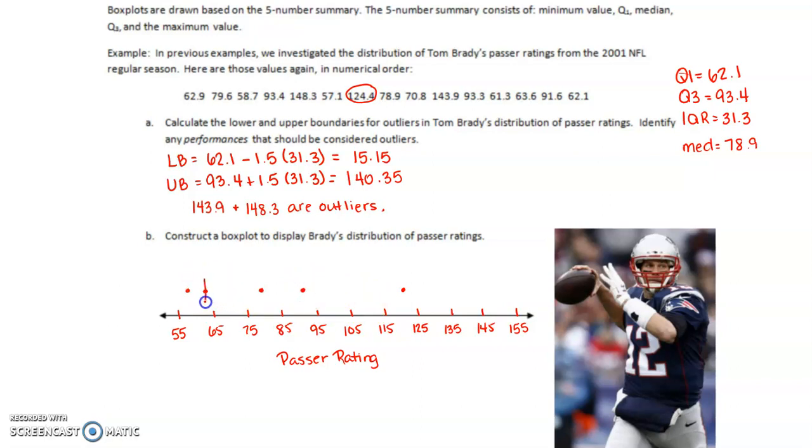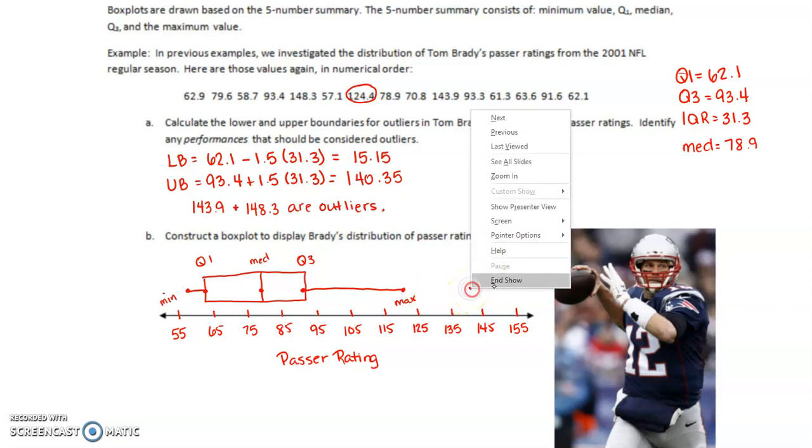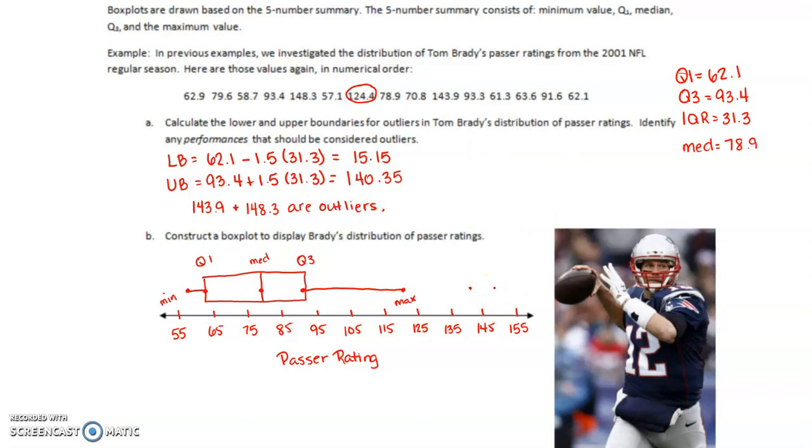So I'm going to go from Q1 to Q3 and draw a box. Put a line straight down for the median. So this is Q1, this is my median, this is Q3. Draw a whisker out to my min, another whisker out to my max that doesn't include outliers, and then I'll plot my outliers as points by themselves. And that is how you do your box plot.